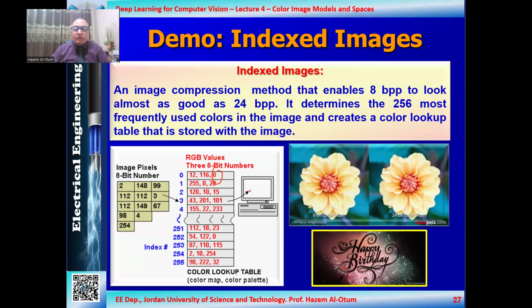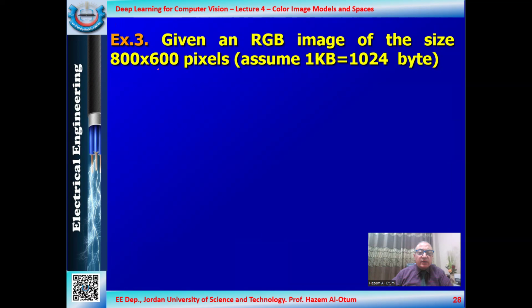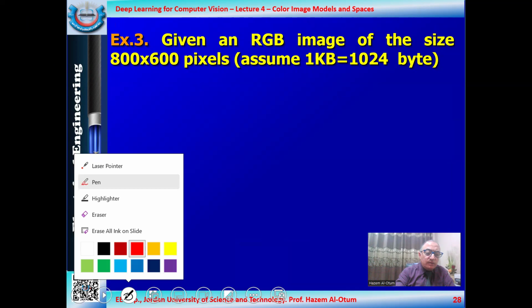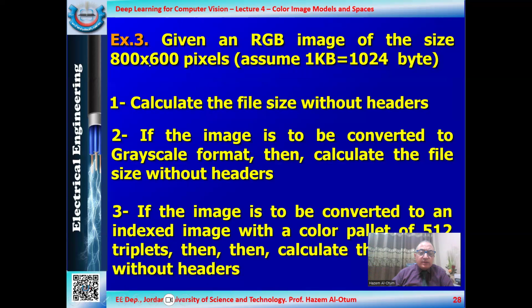Okay, let's have an example. Here we have given an RGB image of the size 800 by 600 pixels. Of course, here we have the image RGB. This means 24 bits. And if you store your image by 24 bits, this will give you a very large size. It will be 800 by 600 by 24 bits or 3 bytes.